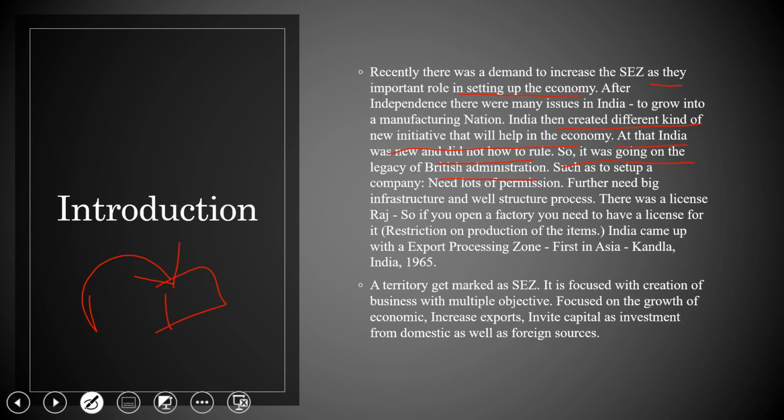To set up a company you needed lots of permissions, a big infrastructure and a well-structured process. There was a license raj at that time. If you opened an industry, you needed to have a license for it, and there were restrictions on the production of items. So India came up with the Export Processing Zone, the first in Asia, in Kandla, India, in 1965. After that we got the SEZ.